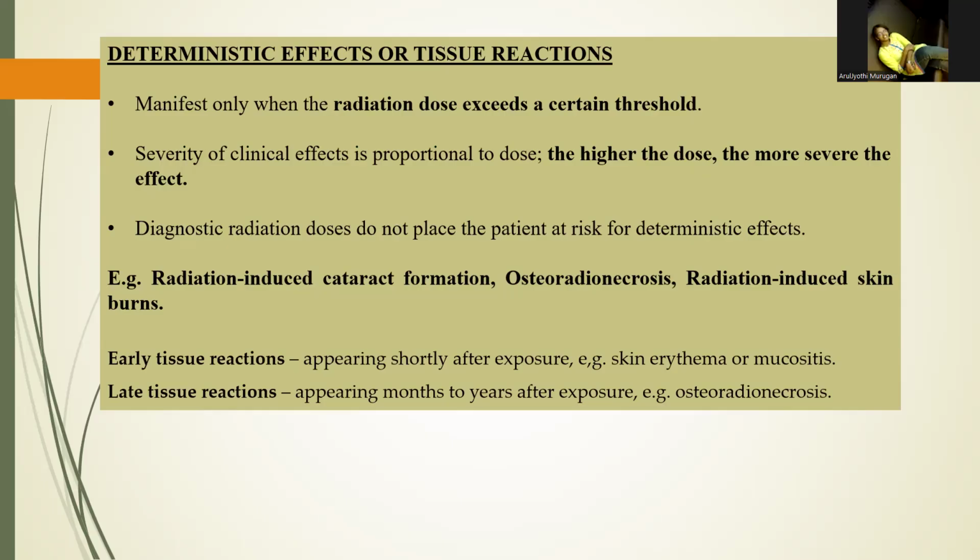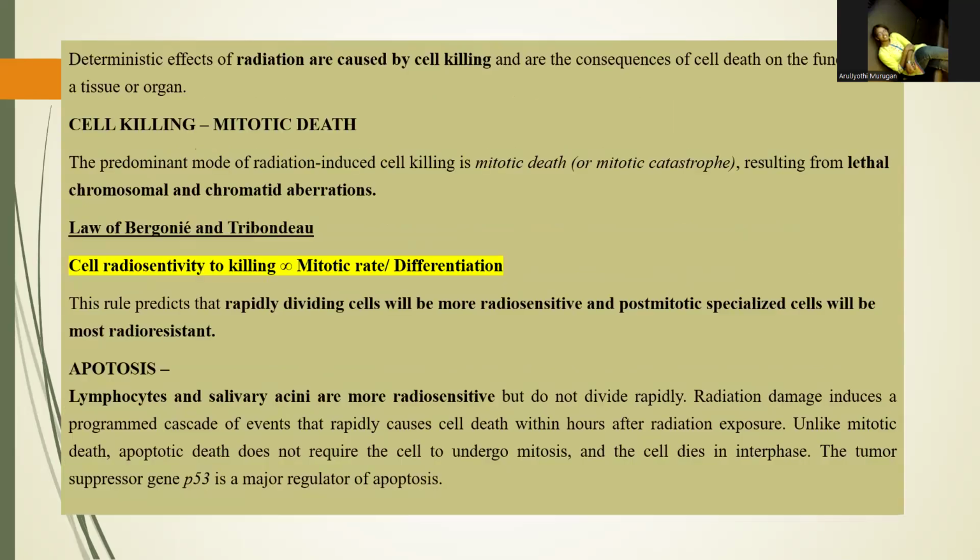Examples of these reactions or effects are radiation-induced cataract formation, osteoradionecrosis, and radiation-induced skin burns. It can be of two types: early tissue reactions and late tissue reactions. Early tissue reactions occur shortly, immediately after the exposure, for example skin erythema or mucositis. Late tissue reactions appear months or years after exposure, such as osteoradionecrosis.